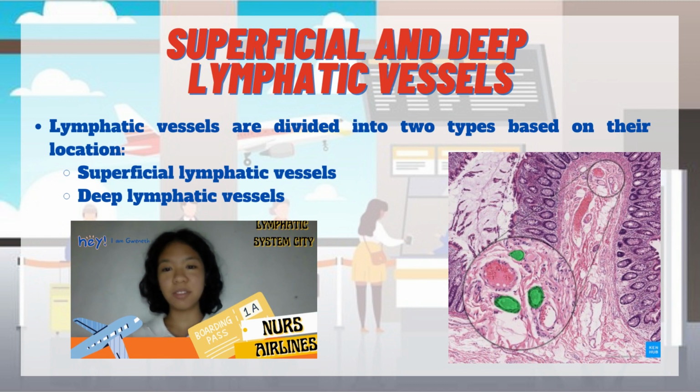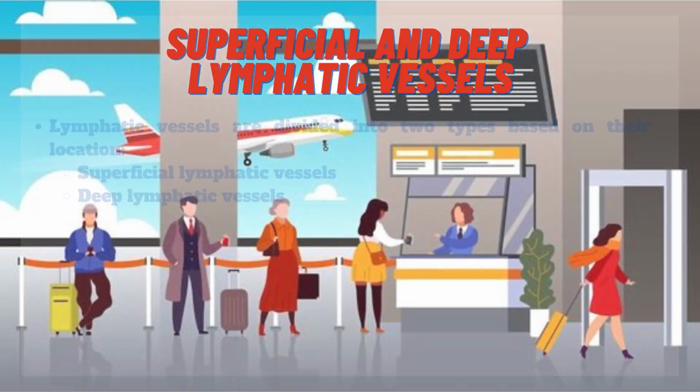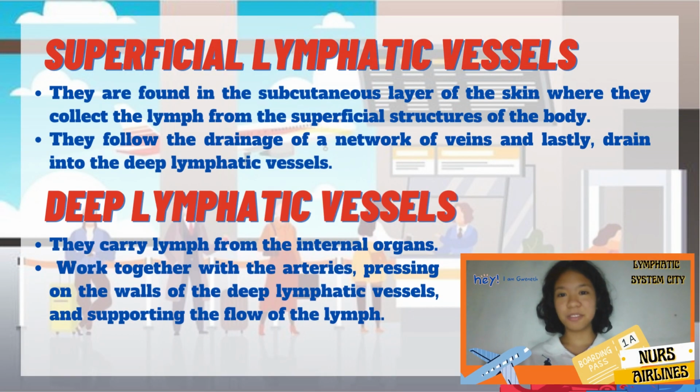They are the lymphatic vessels that are divided into two types based on their location. The superficial lymphatic vessels are found in the subcutaneous layer of the skin, where they collect the lymph from the superficial structures or parts of the body. They follow the drainage of a network of veins and lastly, drain into the deep lymphatic vessels.